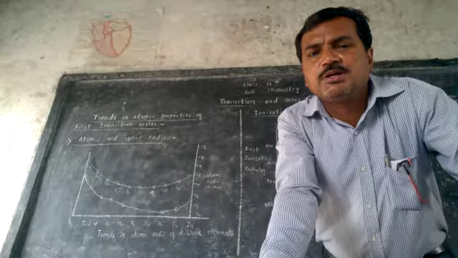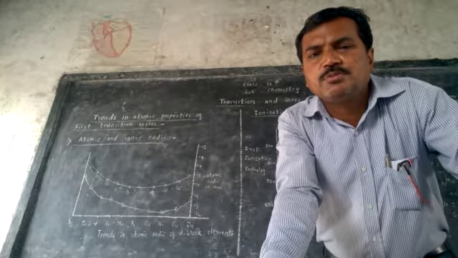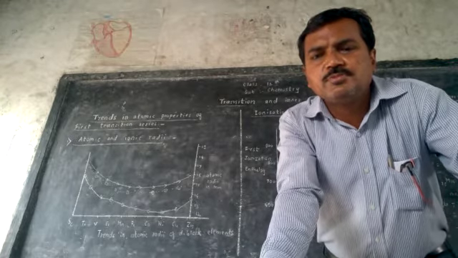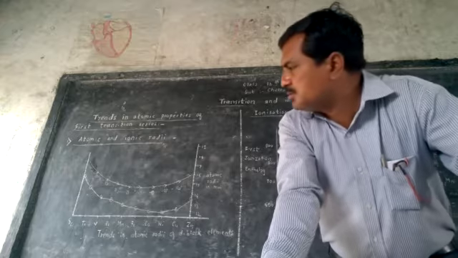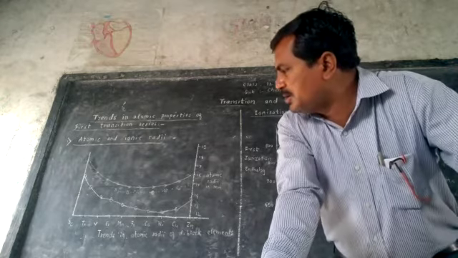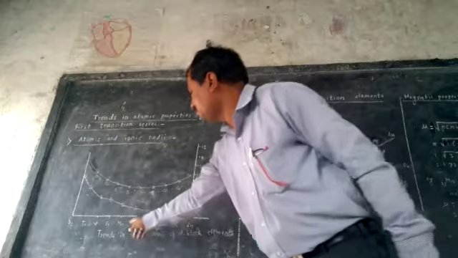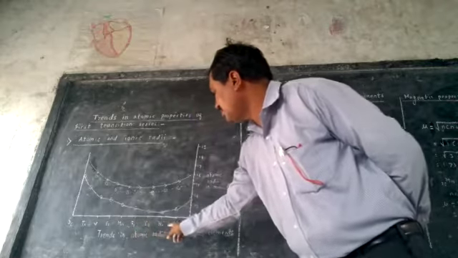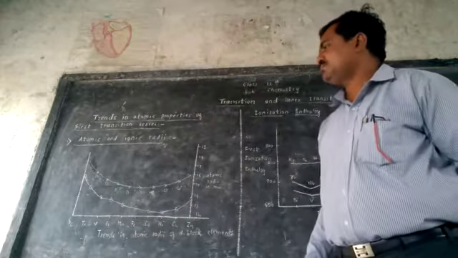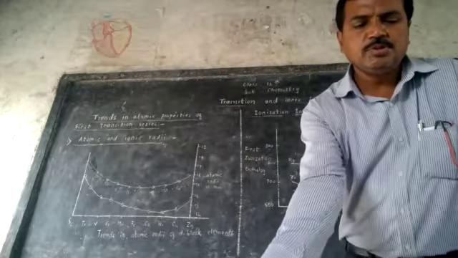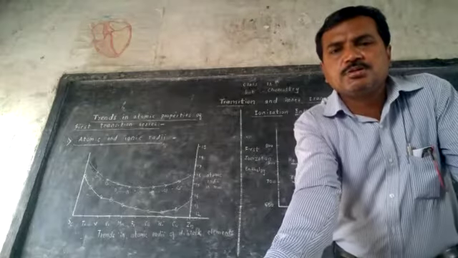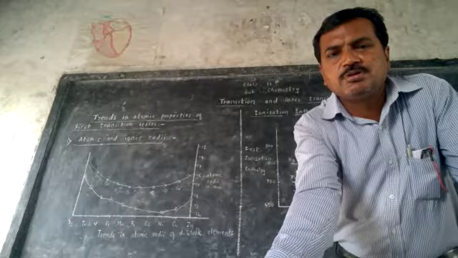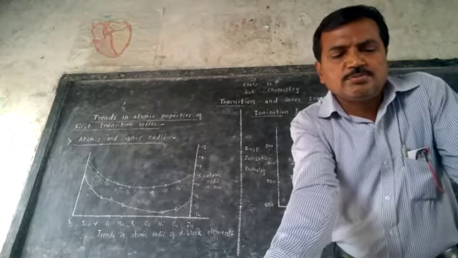Scandium, titanium, vanadium, chromium, manganese, iron, cobalt, nickel, copper, zinc. Atomic number starts from 21 up to 30.